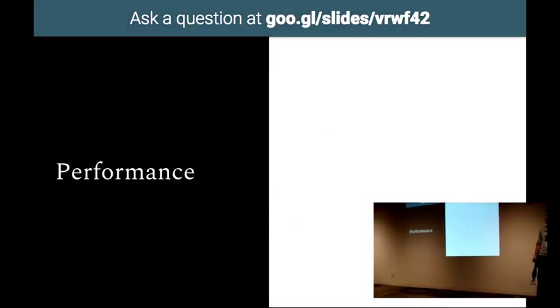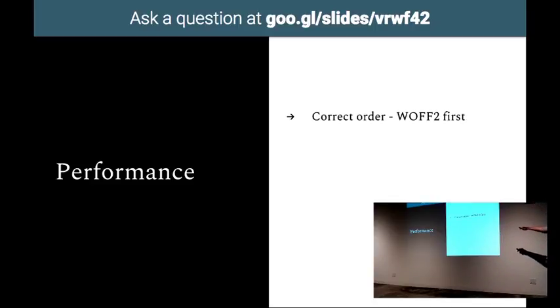Lastly, let's talk about performance, just really quickly, one slide on this. What can we do about performance? Because everything that we've talked about so far really doesn't matter if the font was there instantly. So how can we get the font there faster? What can we do about that? Like we said before, correct order, WOFF2 first. Why? Because that is more compressed than any other font format. So that will just load faster.